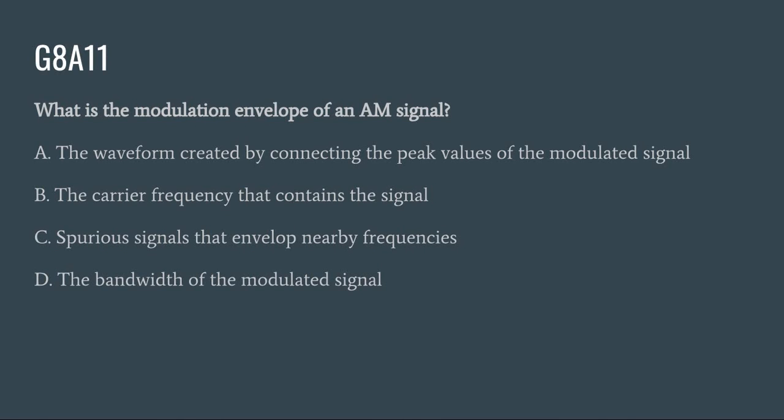G8A11, what is the modulation envelope of an AM signal? A. The waveform created by connecting the peak values of the modulated signal. B. The carrier frequency that contains the signal. C. Spurious signals that envelop nearby frequencies. Or D. The bandwidth of the modulated signal. Correct answer, the waveform created by connecting the peak values of the modulated signal. A.